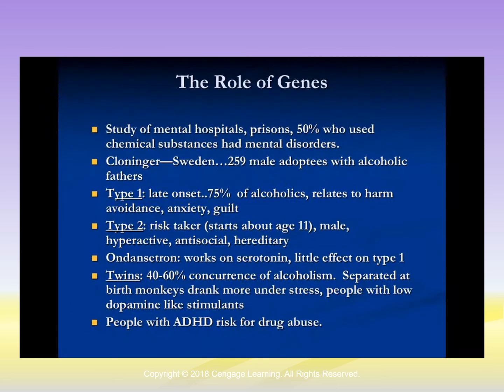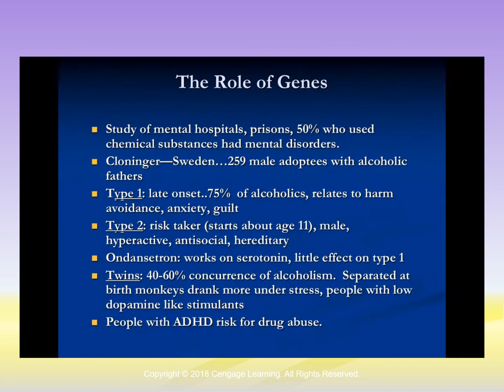Now, it's important to differentiate that because not all alcoholics, of course, are the same. Not everybody is the same. So some treatments are going to work for some and others not. So, for example, this medication, ondansetron, works on serotonin. So we see if it's hereditary and biological in the brain, but wouldn't necessarily work with behavioral.